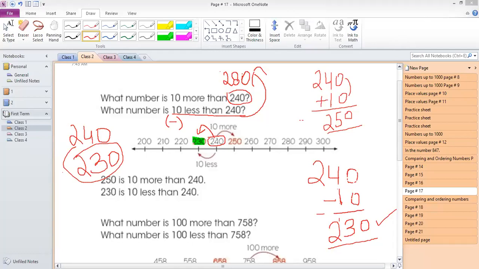You can check with the number line also, okay? This is the number line and this is 280. So if you want to know what is 10 less than 280, just check the number before. This is 270. Clear, guys?